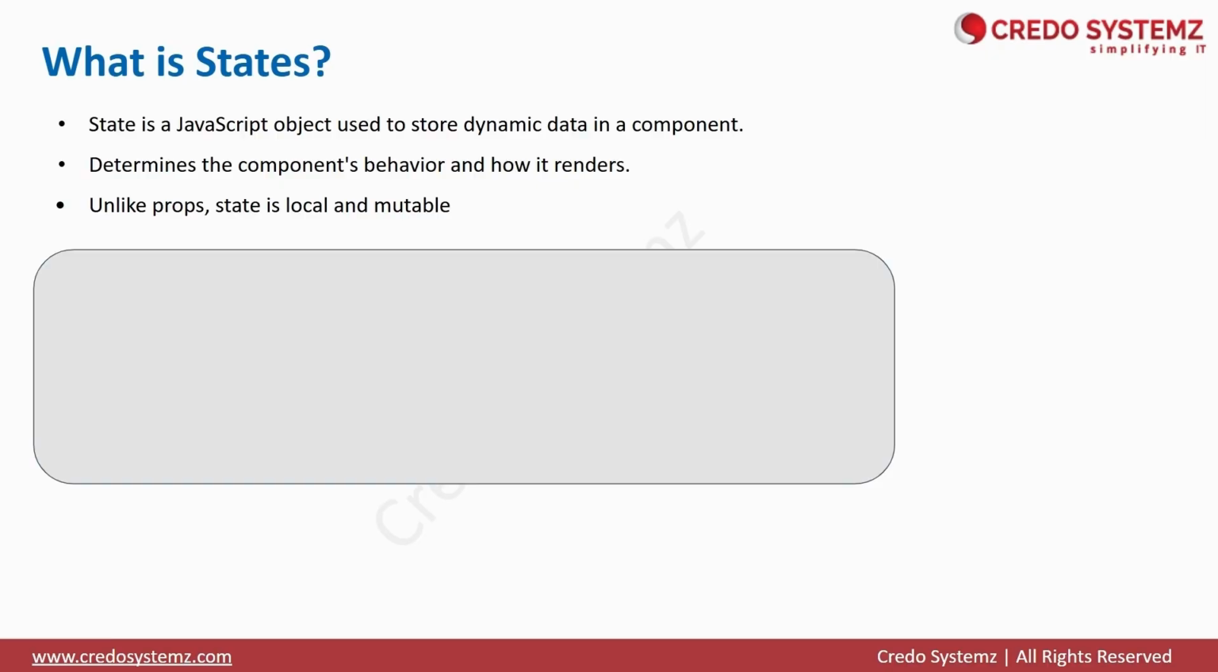Next, here you can see this is the important point. Props, whenever you are having props, is used to pass data between components. But in case of state, we are not going to pass the data anywhere.